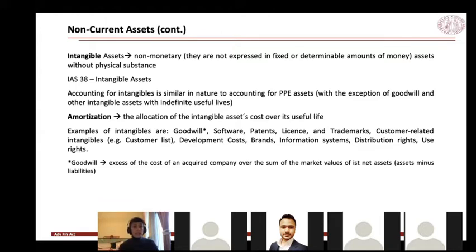When we account for intangible assets, we use amortization, which is exactly like depreciation, the allocation of intangible assets over their useful life, except that in the English language, we call it amortization. Examples of intangibles are, besides the goodwill that you are already quite familiar with, all different sorts of intangible assets, such as software, patents, licenses, trademarks, customer-related intangibles, brands, information systems, distribution rights, and so on. Okay?